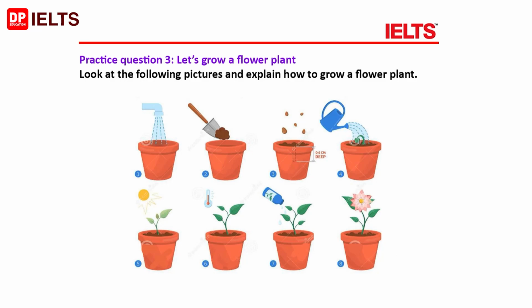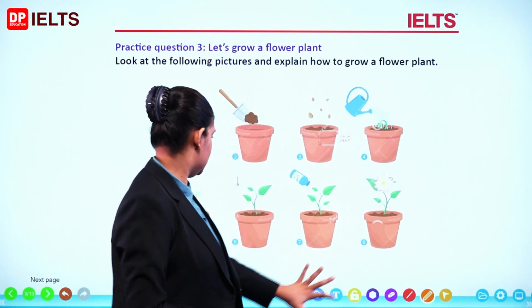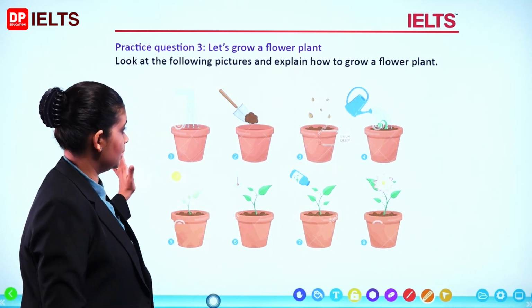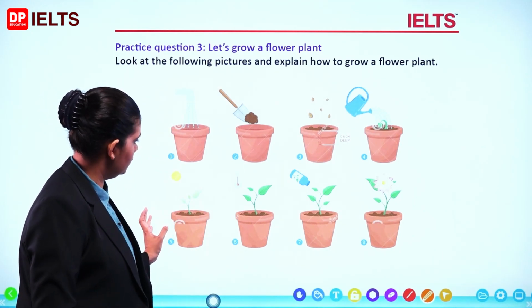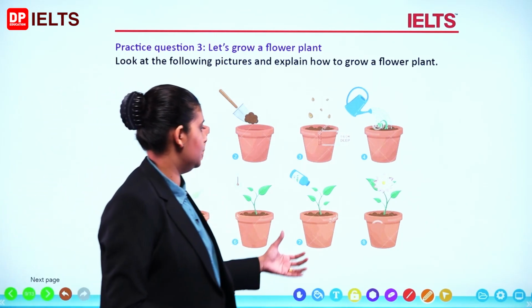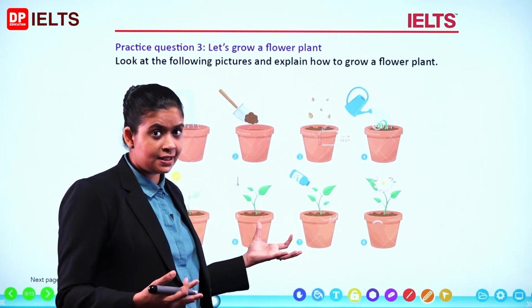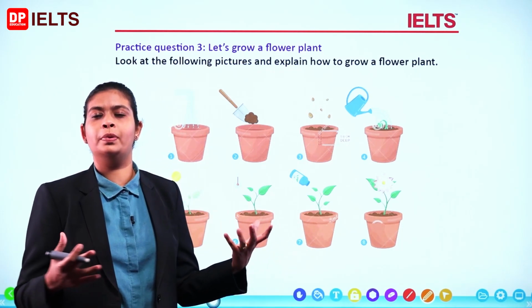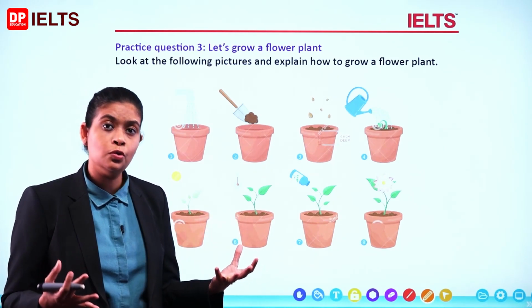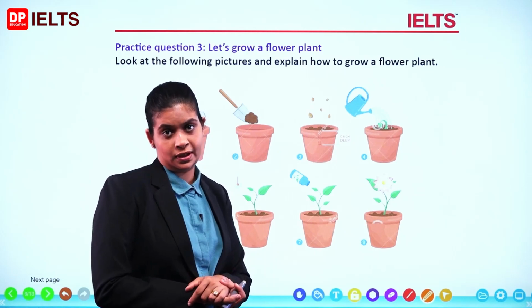Okay. So first you water it a bit and then you dig a hole. You put the seeds. You water it. Sunlight comes through. You give the proper temperature. You give it a bit of fertilizer, right, for it to grow properly and for it to bloom, especially flowers. And finally, a flower is blooming.